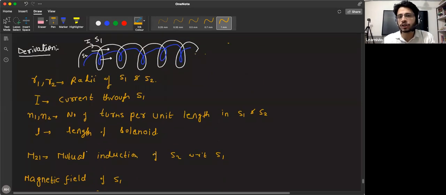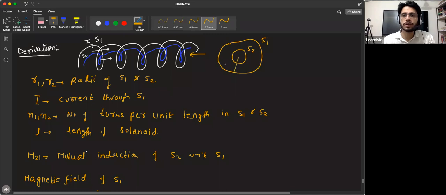If I show the cross-sectional view, it will look like this: this is solenoid S1 and this is solenoid S2. The radius of S1 is R1 and the radius of S2 is R2. Current I is passing through S1 and this current will generate some magnetic field, so the magnetic field is passing through solenoid S2 also.